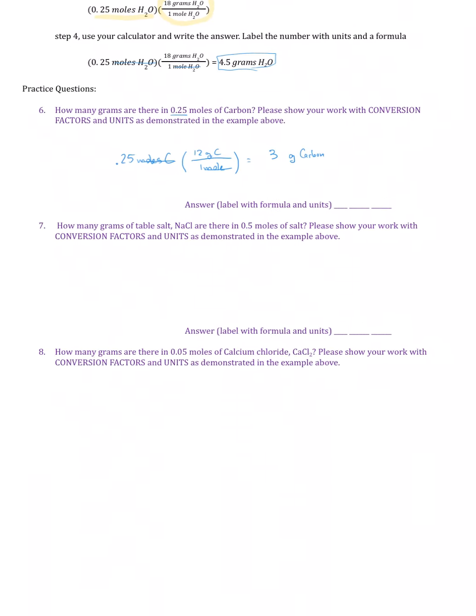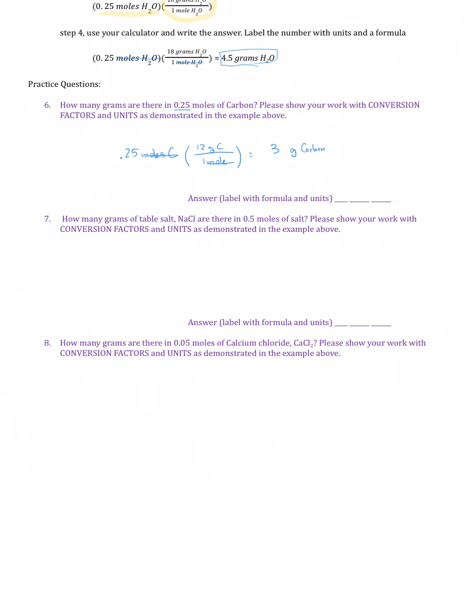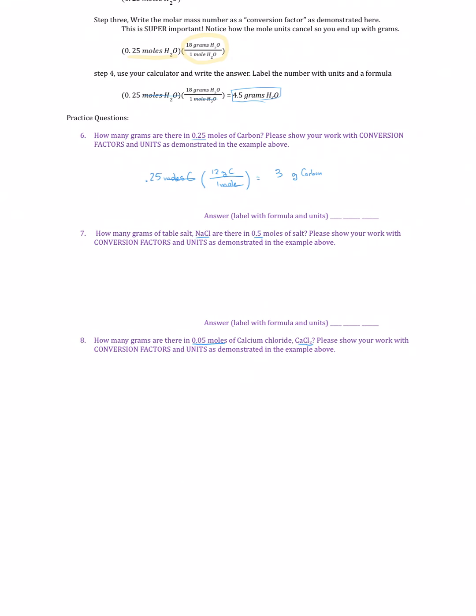You need to just do the same thing for the next two. We have sodium chloride if I have half a mole. We have calcium chloride if we have a way smaller amount, 0.05 moles. Then I go all the way back to sodium chloride. So then here's the preview of part B of the lab, which you can do once you return.